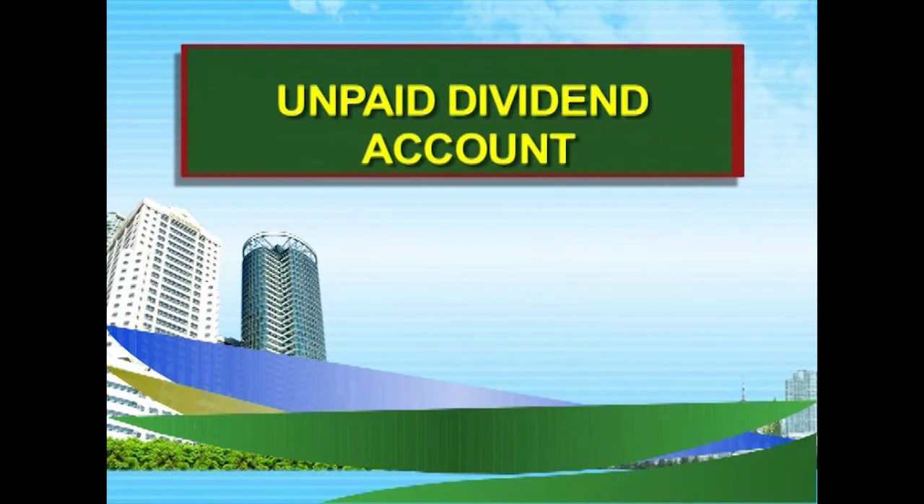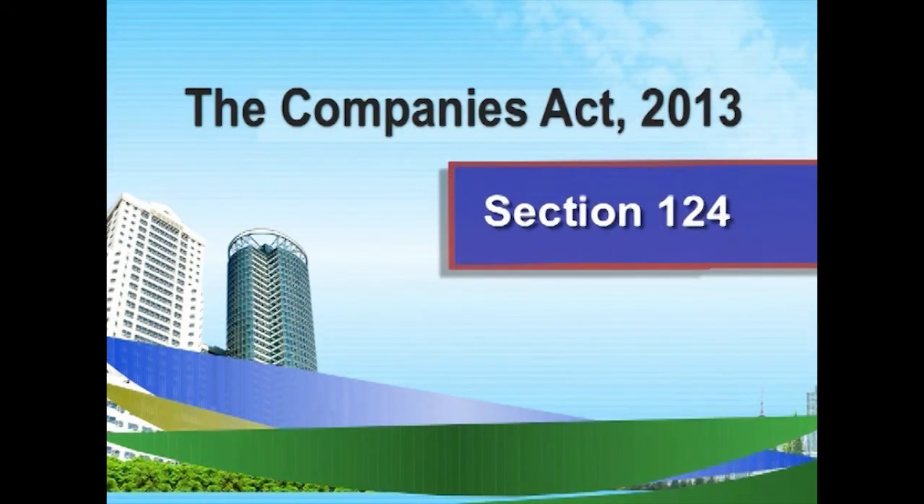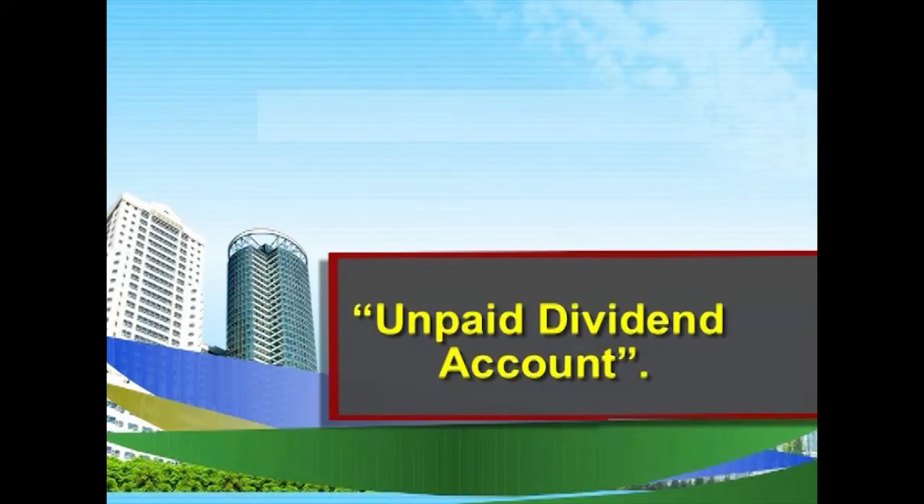Unpaid dividend account. According to Section 124 of the Act, where a declared dividend has not been paid or claimed within 30 days from the date of declaration to any shareholder entitled to payment, it has to be transferred to a special account to be opened in any scheduled bank to be called unpaid dividend account. This has to be effected within 7 days from the expiry of the period of 30 days.